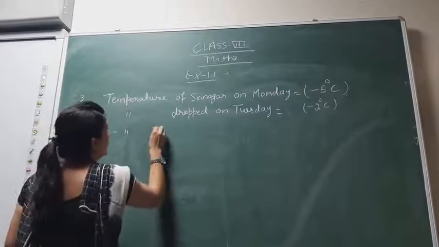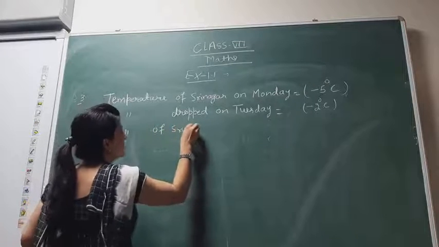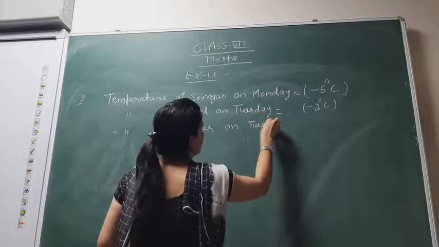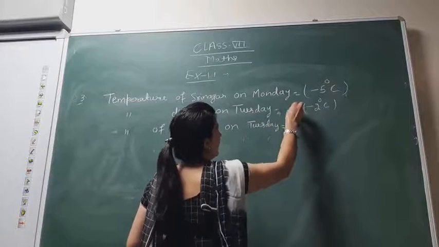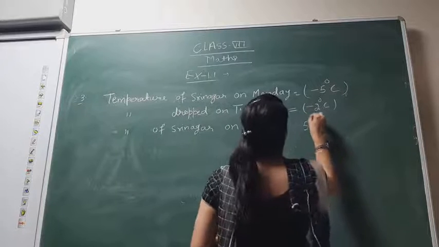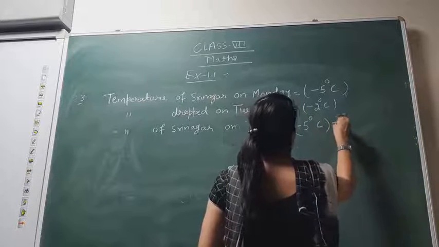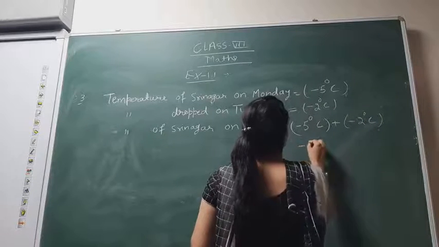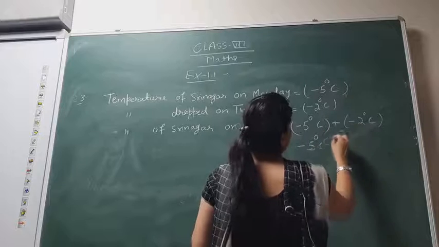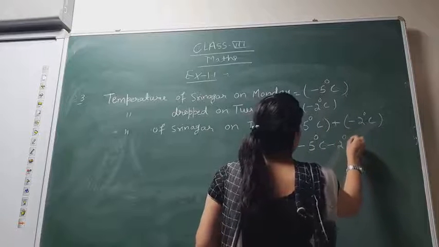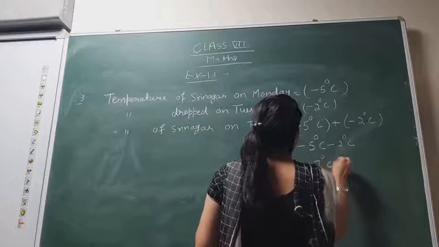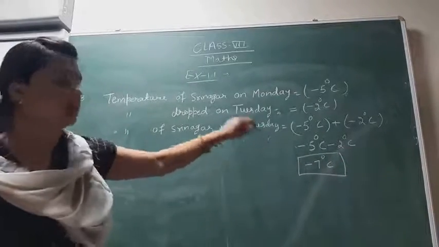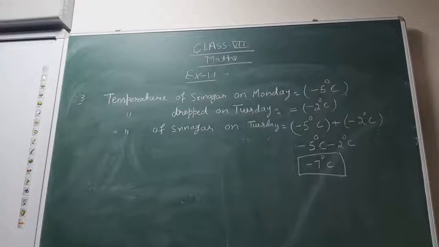Now the temperature of Srinagar on Tuesday. It is minus 5 degrees Celsius plus minus 2 degrees Celsius. So it becomes minus 5 degrees Celsius. When plus and minus come, it becomes minus 2 degrees Celsius. So it becomes minus 7 degrees Celsius. So we can say on Tuesday the temperature is minus 7 degrees Celsius.